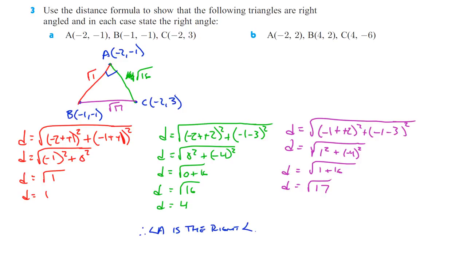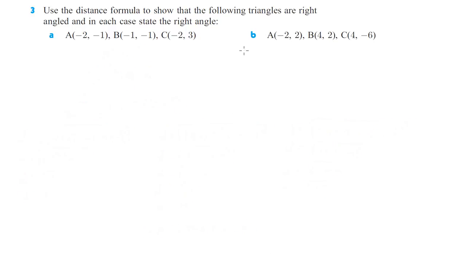It's going to be the same process, just doing the distance formula, and away we go. All right, so B, let's do the same thing. We've got, let's call A at -2, 2. We'll make B here at 4, 2. And then we'll make C over here at 4, -6. All right, just want to double check, make sure I got all my numbers right.